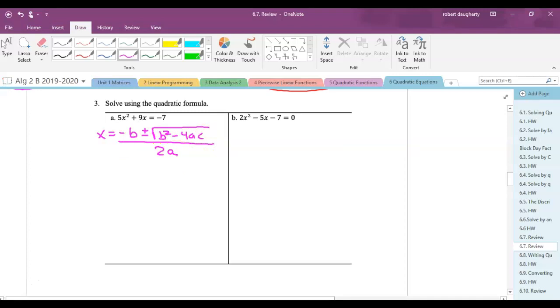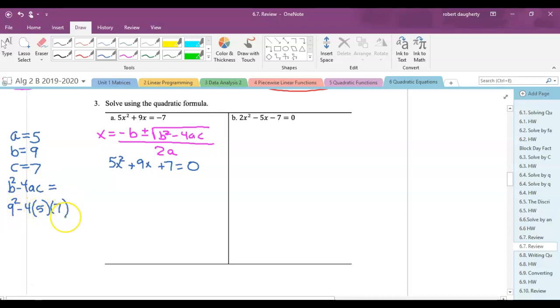Well, to use the quadratic formula, I want this thing set equal to 0. 5x squared plus 9x plus 7 equals 0. A is equal to 5. B is equal to 9. C is equal to 7. Okay, so b squared minus 4ac is going to be 9 squared minus 4 times 5 times 7.